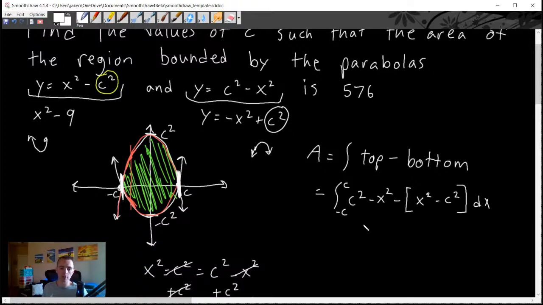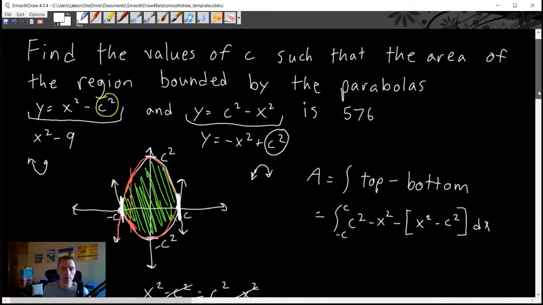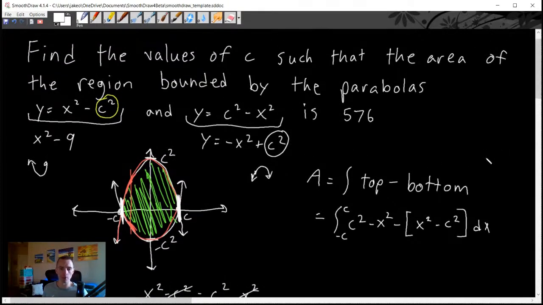So now you're probably looking at this integral and thinking, what the heck are we supposed to do with x's and c's? That doesn't make any sense. But keep in mind, there's still one more piece of information that our problem told us that we have not accounted for yet, and that is right here.